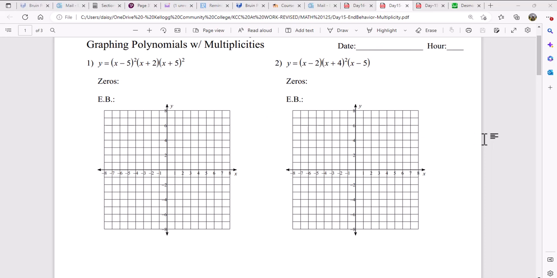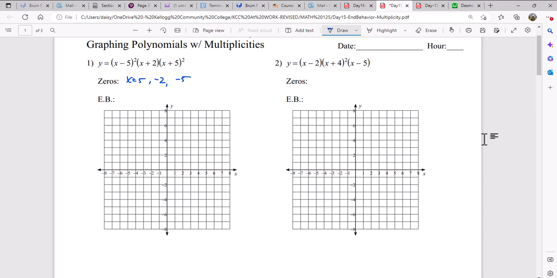So here are some examples. The first thing we want to do is identify the zeros or the x-intercepts. So that is going to be here at, let's see if I can draw, x equals 5. This one is going to be at -2, and this one is going to be at -5. And then this EB means the end behavior. Now, I'm going to attach the worksheet, so you'll be able to see it.